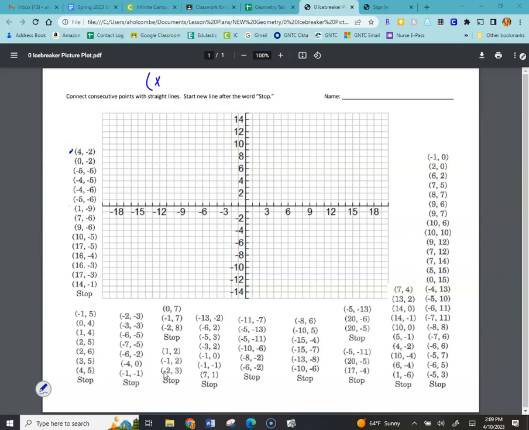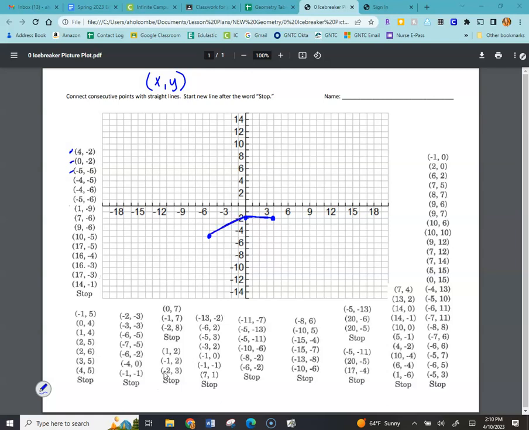Remember, these are X, Y coordinates. X controls right or left. Y controls up or down. So the very first point is right 4, down 2. The next point is 0, -2, and you're going to connect it. Then the next point is -5, -5, and you're going to connect it.